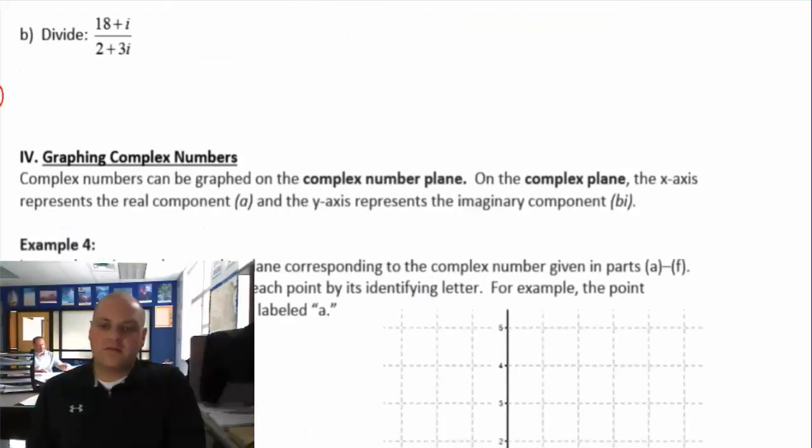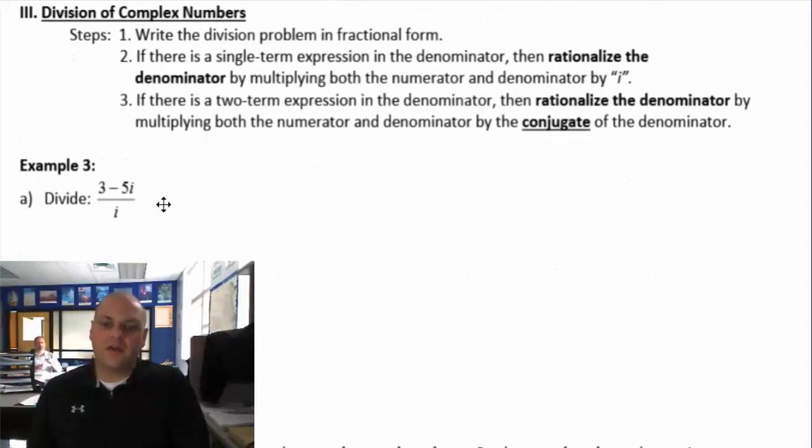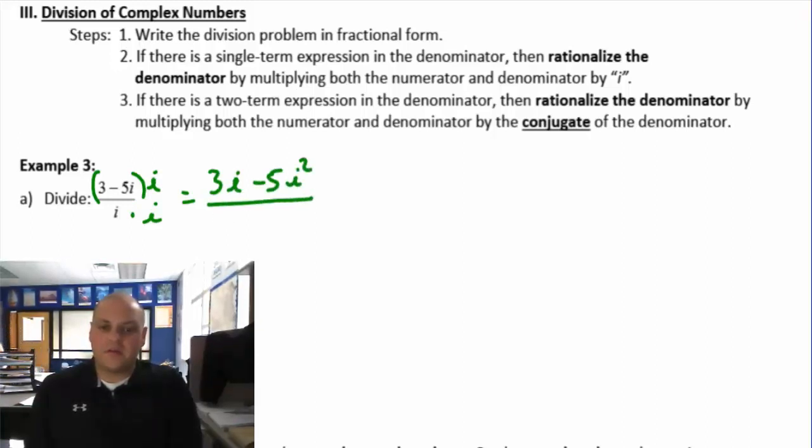All right, just division and then quick graphing, and then we're all done for today. For division, we're going to use just kind of how we did the radicals. If it's a single i term, you could just multiply by i. If it's a binomial like we have here, we're going to have to multiply by that conjugate. So here we're just going to multiply by i. We'll talk about this more tomorrow as well. So we have 3i and then minus 5i squared, and then i times i, just i squared there.